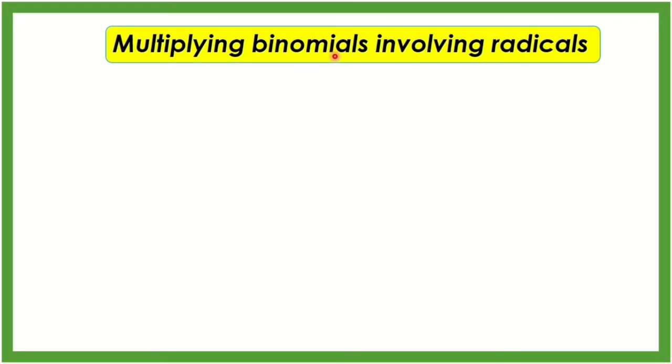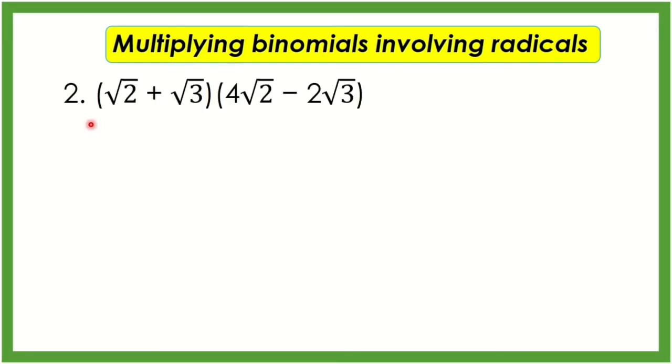Let's have another example. Square root of 2 plus square root of 3 times 4 square root of 2 minus 2 square root of 3. Meron tayong product of binomials. Kapag product ng binomials, gagamitin natin yung FOIL method. FOIL stands for first terms, multiply natin yung first terms, and then multiply din natin yung outer terms. Multiply din natin yung inner terms, and multiply natin yung last terms.